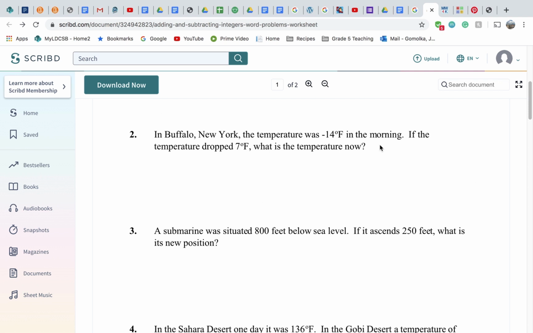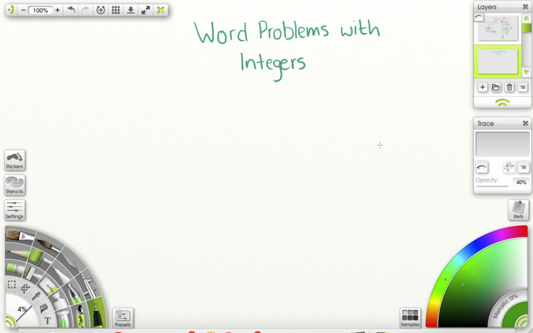In Buffalo, New York, the temperature was negative 14 degrees Fahrenheit in the morning, and it dropped 7 degrees. So we started at negative 14 was our temperature, and then it dropped a further 7 degrees. Does that mean that temperature is going to decrease in value, or is it going to increase? It is going to decrease in value because we're getting further away from 0, because we're at negative 14 and it's getting even colder. So we're going to move further away from 0.